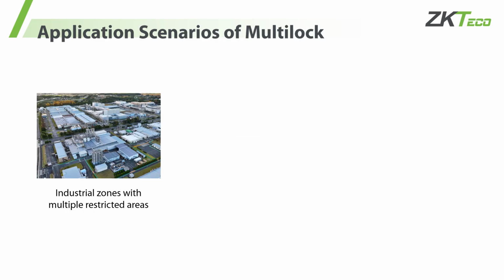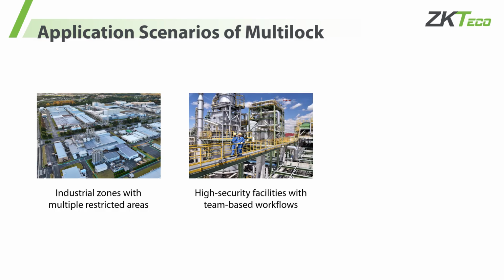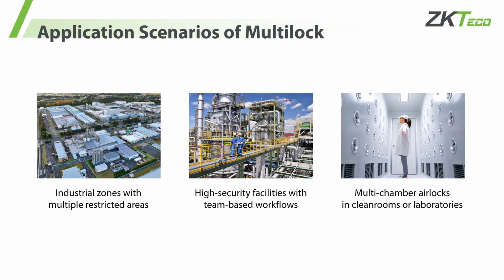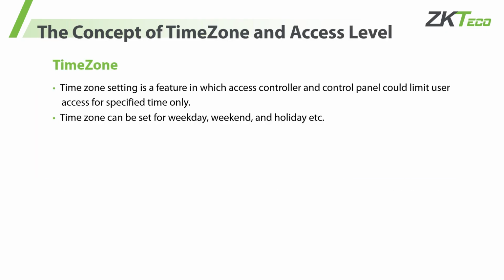The multi-lock system is a combination of the above three characteristics. It is mostly used in industrial areas with multiple restricted areas, high-security facilities with team-based work processes, clean rooms, or multi-compartment airlocks in laboratories. After introducing multi-lock, we will now talk about the concepts of time zone and access level.